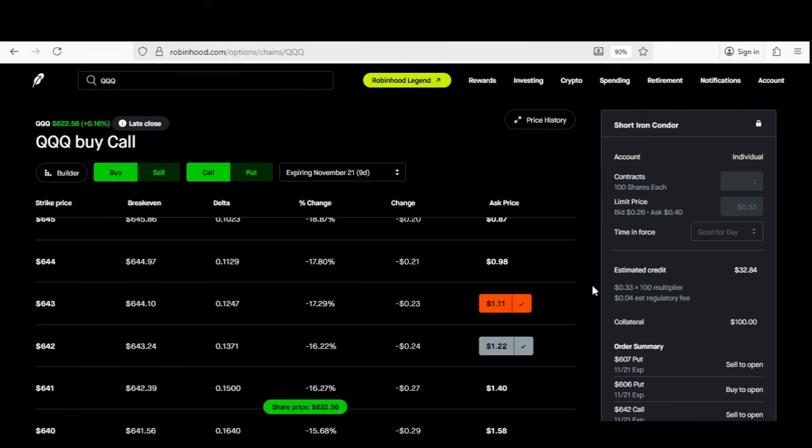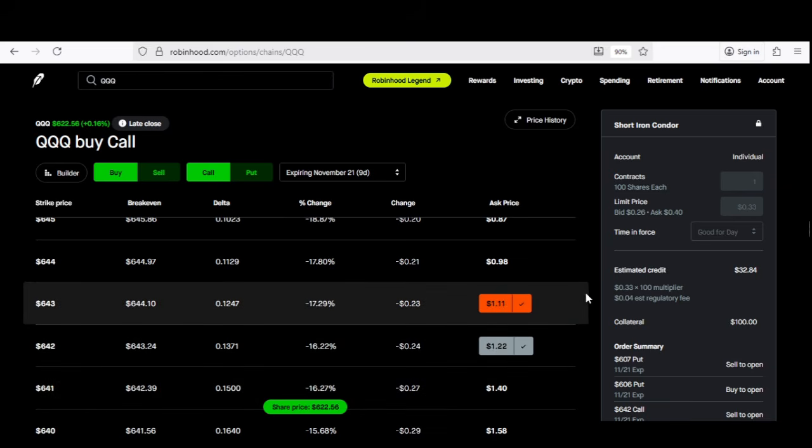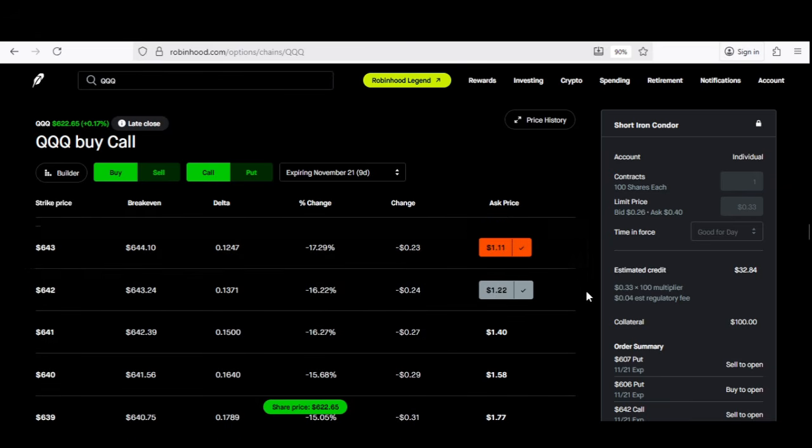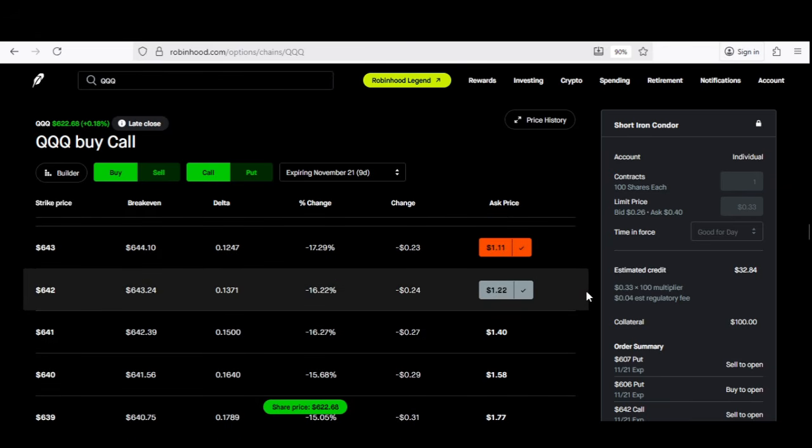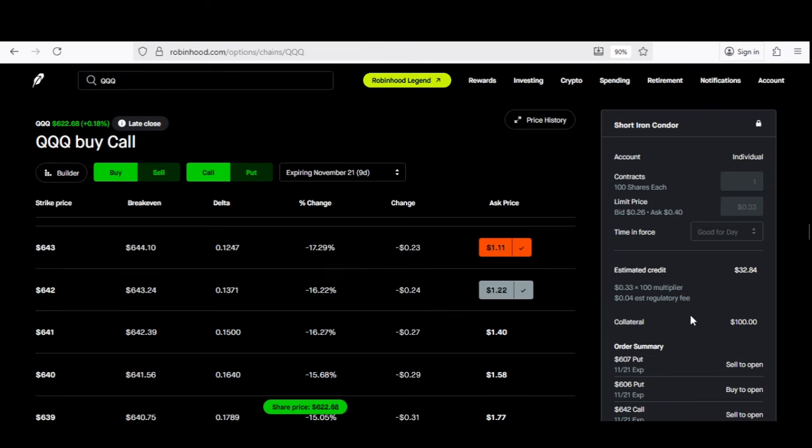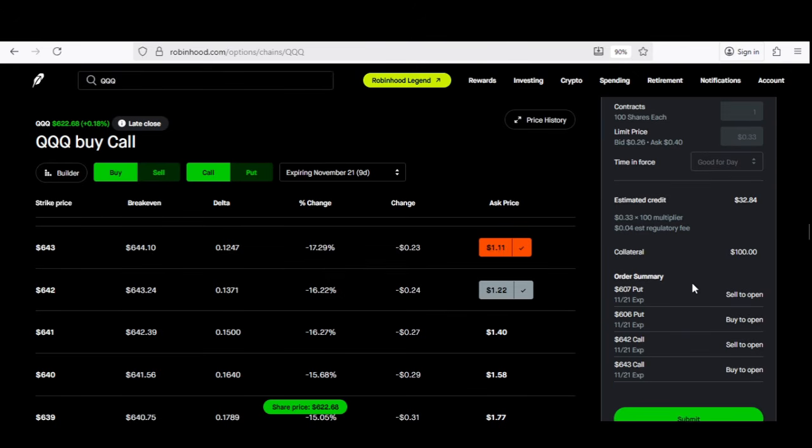Now, like I mentioned, there's two ways these options could go. Ideally, what you want come expiration date of November 21st or before, remember, you don't need to wait until expiration date, is for this current share price here to stay within your parameters. This option strategy is known as a defined risk option strategy, meaning the amount of money you put here as collateral, that's all you can lose. You cannot lose any more.